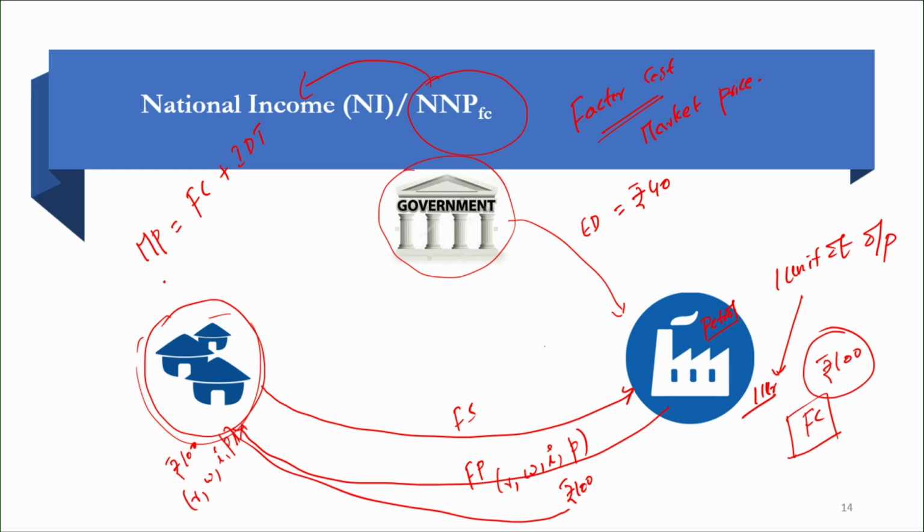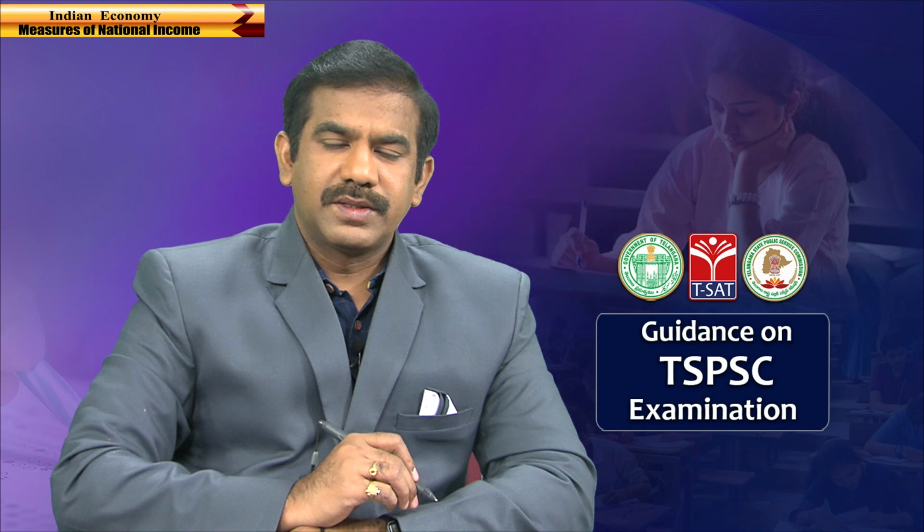So what's the difference between factor cost and market price? Factor cost is the money spent or the cost incurred on factors of production in producing one unit of output. And what is market price? The price at which one unit of product is being traded in the market is market price. And how would you compute it? It is factor cost plus indirect taxes.